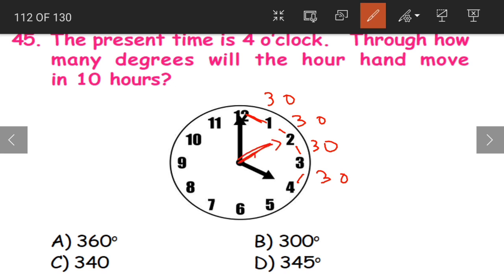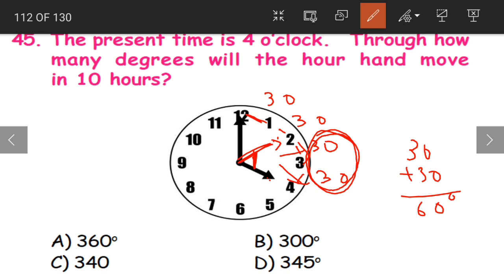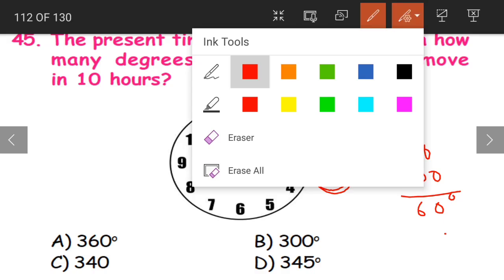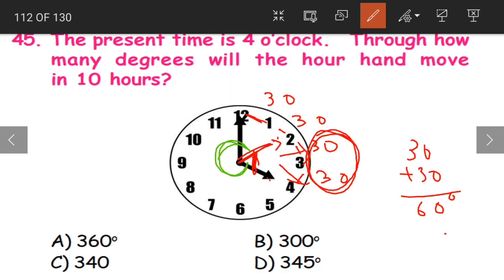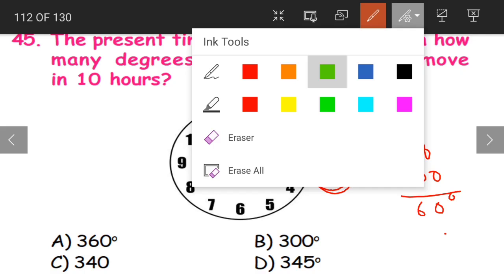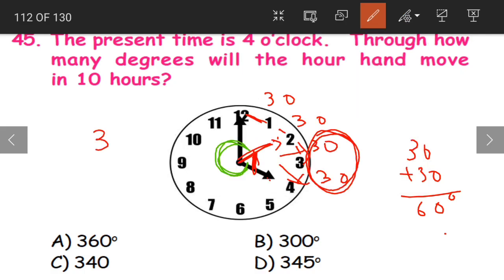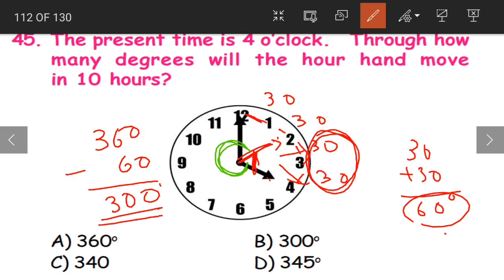So what are we going to find out here? This angle. From 2 to 4, we have two numbers. So what is the angle covered? 30 plus 30 is equal to 60 degrees. This angle is 60 degrees. Now is this our answer? No. We want to find out this one, this green part. Yes or no? So from the complete angle, that is 360 degrees, we are going to remove our 60 degrees. So 360 minus 60 is equal to 300 degrees. So this will be our correct answer, option B.